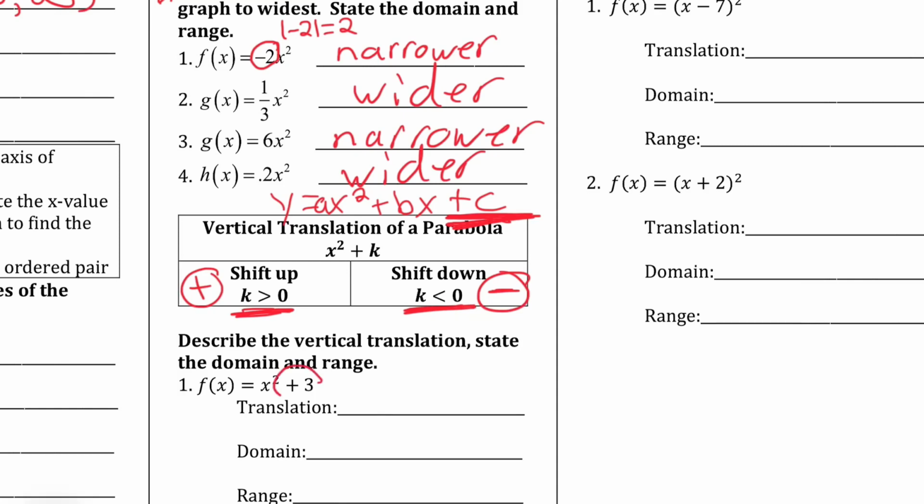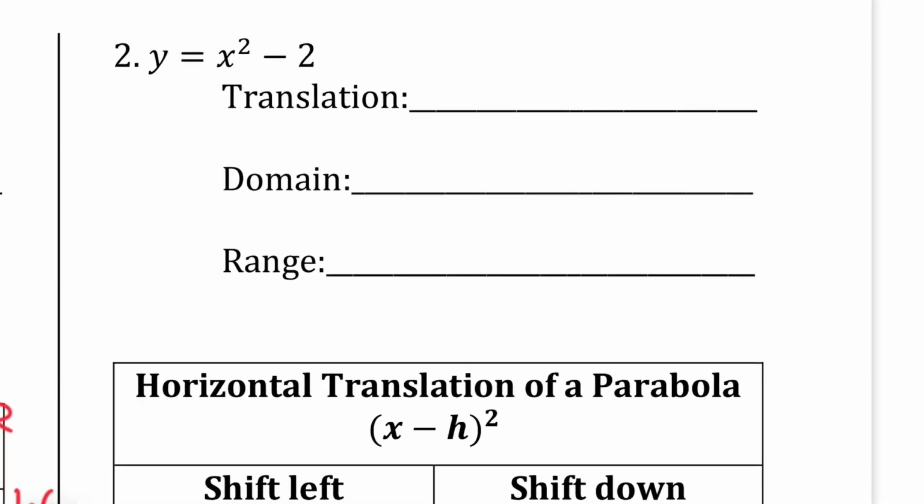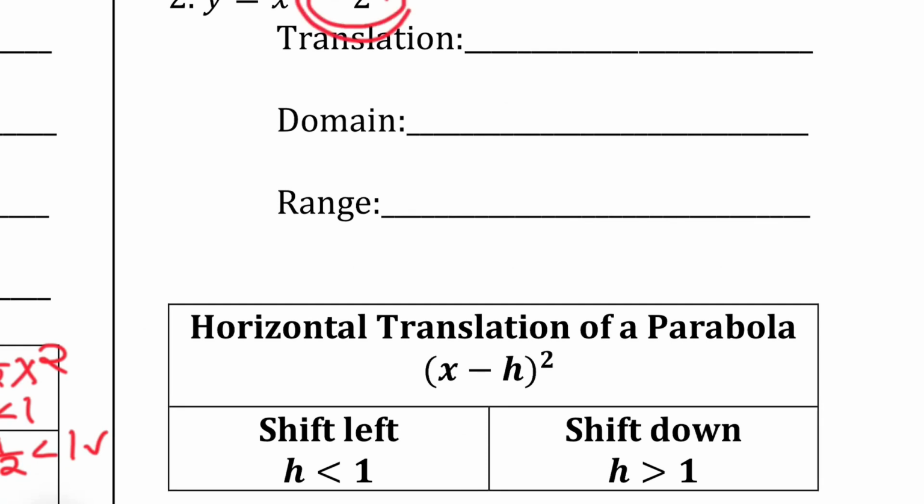So in number 1, we have a plus 3. And it is not with the x. It is outside of the x. And you'll see what I'm talking about in a second. It's on the outside. So our k or c is positive, so we're going to be shifting up. So let's look at another one. Our -2 is on the outside. It's not with the x. So it is going to be shifting down.